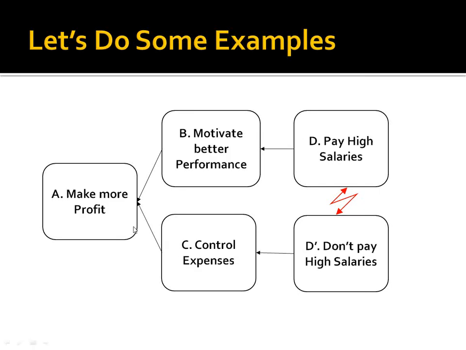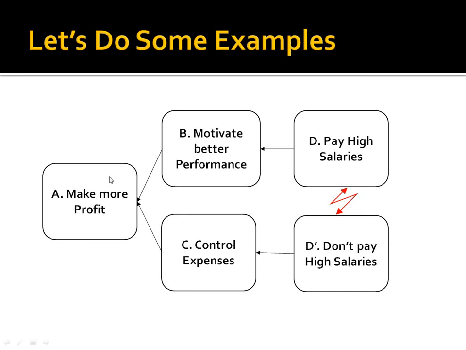So here's another example. In order to make more profits, I must motivate better performance. In order to motivate better performance, I must pay high salaries. At the same time, to make more profits, I need to control expenses. In order to control expenses, I shouldn't pay high salaries. Okay, so if I'm trying to decide how to pay people, this could be another conflict diagram that I might draw.